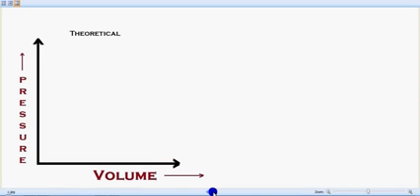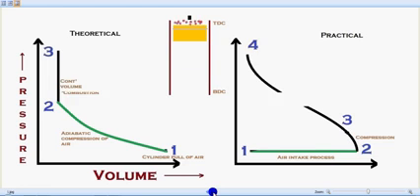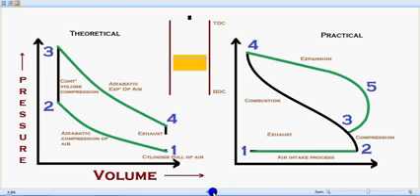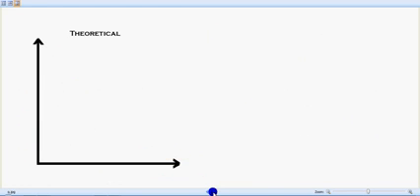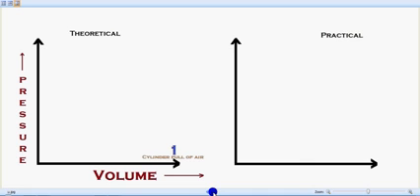Today let's learn about the Otto cycle with the help of an animation, as it's happening over here. So it's a pressure volume graph, and the piston movements will also be shown over here. The theoretical concept and the practical concept each have a PV diagram, the pressure volume graph. Volume is on the x-axis and pressure is on the y-axis.